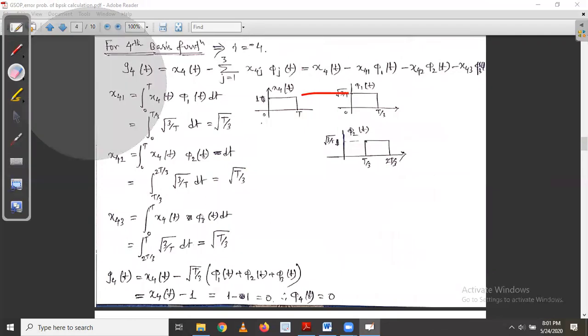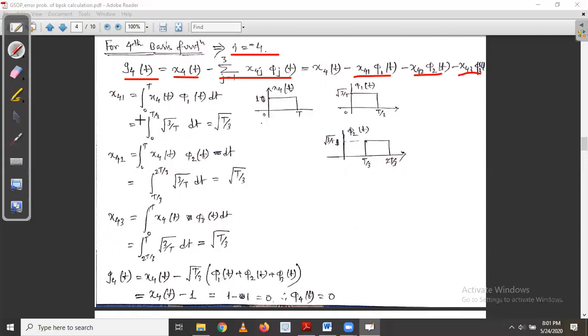Similarly, the fourth basis function. What about the fourth basis function? Fourth basis function means phi 4, g4, x4, summation of this one, I'm writing the expression only, and adding all, you will have this one. Now I am not doing all the things. First you have to find out x41, x42, x43, just using the formula, you can find it out. That x41 is this one, x42 is this one, x43 is this one, and putting all these values in this equation, g4t is equal to x4t minus phi 1, phi 2, phi 3 in the bracket, multiplied by root of t by 3. That is the thing we have written here.